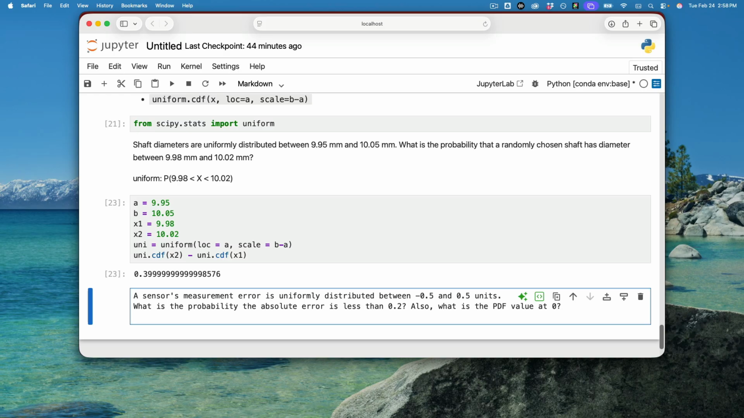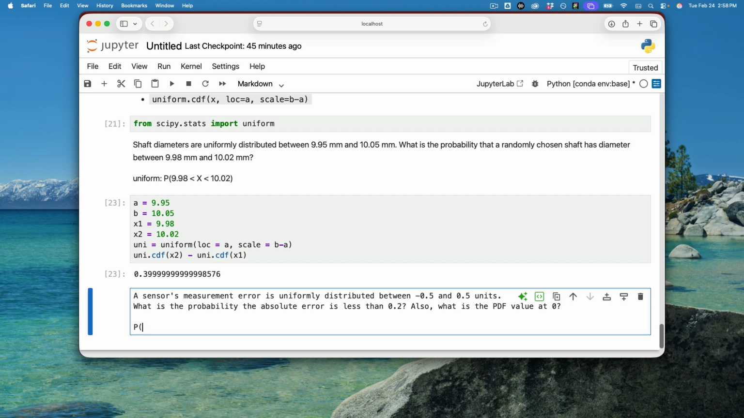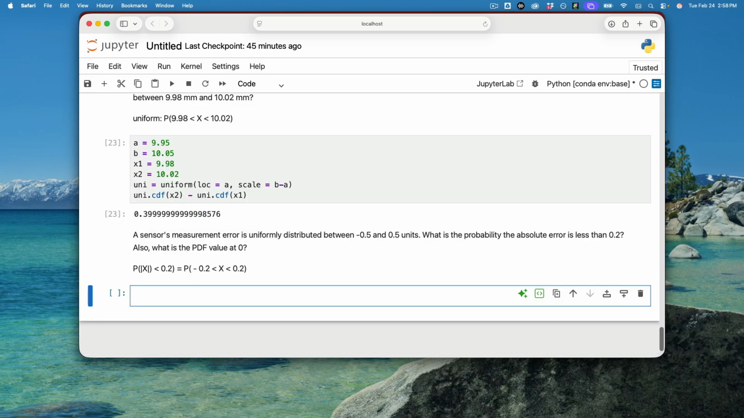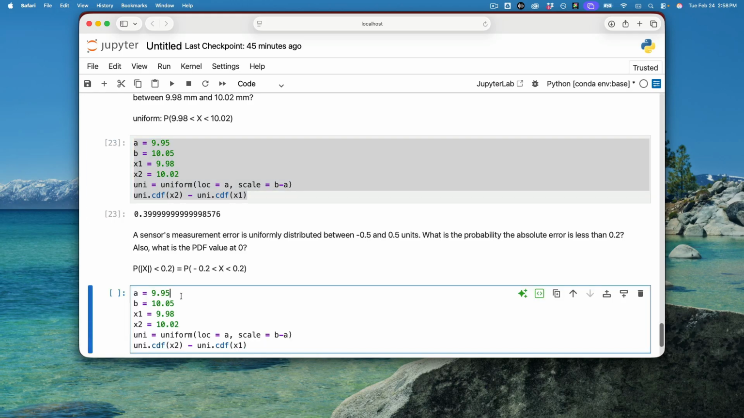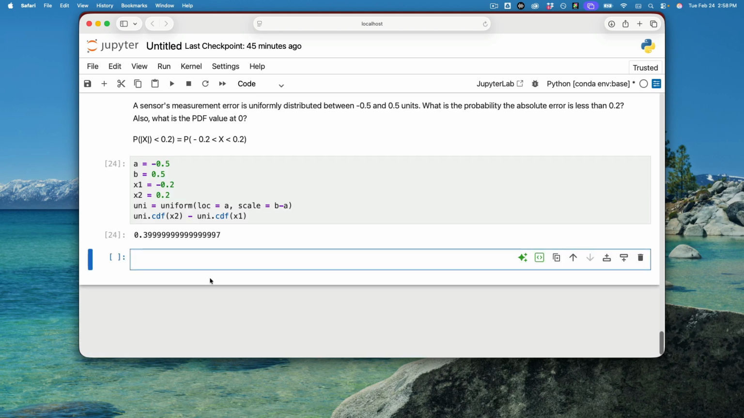Okay, so you're asking what is P of the absolute value of x less than 0.2. So that would be equal to the probability that x is between minus 0.2 and 0.2. So we can define our uniform distribution. I'm going to copy these and put them here. In this case, A is minus 0.5, B is 0.5, x1 is minus 0.2, and x2 is 0.2. Define the uniform distribution, and then take the CDF.